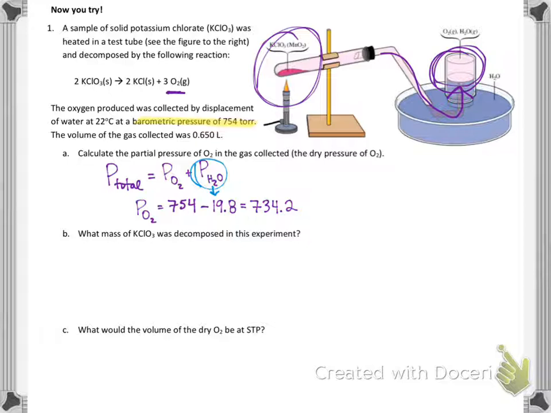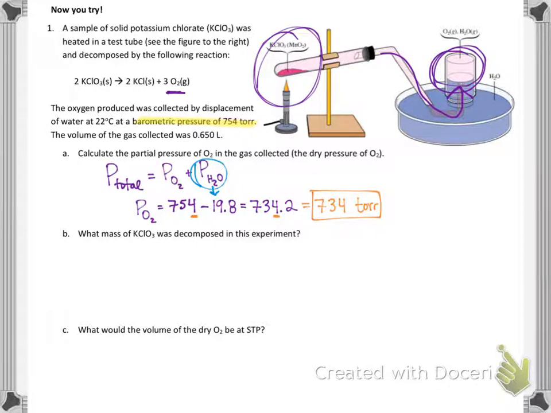Now, mathematically, that gives you a final partial pressure of oxygen of 734.2 torr, but sig figs. Remember, sig figs of subtraction are by place value. And since the first number that we're using, our total pressure, is only significant to the ones place value, we have to round our answer to the ones place value. So our final answer is just 734 torr.